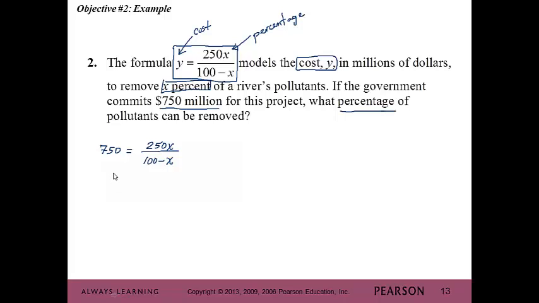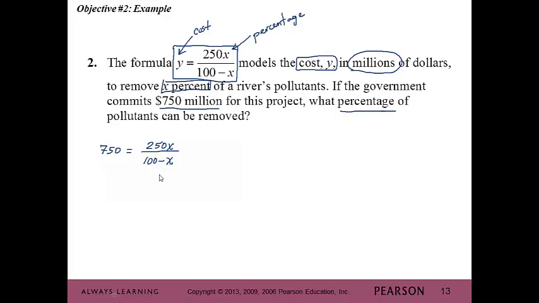Now, you may be questioning, why did I just write 750 and not actually write out 750 million? Well, in the problem, it says the cost of y is already in millions of dollars. Therefore, you just want to put in the number 750. Basically, ignore this million. It's already been factored into this y.